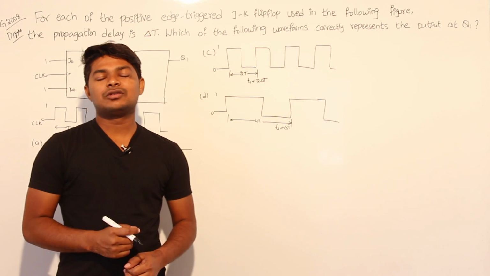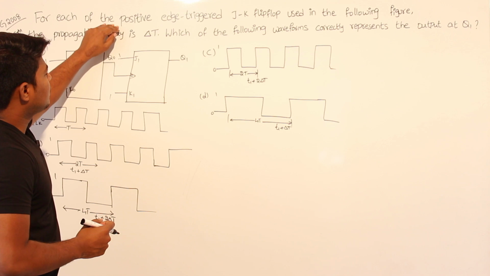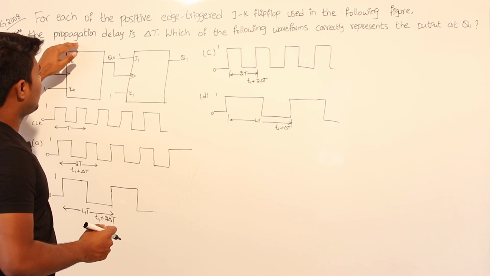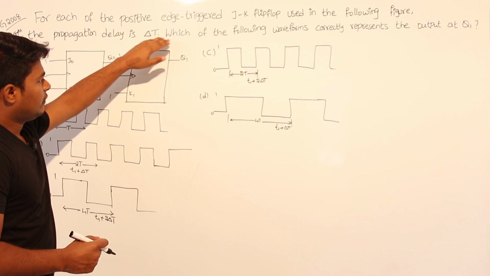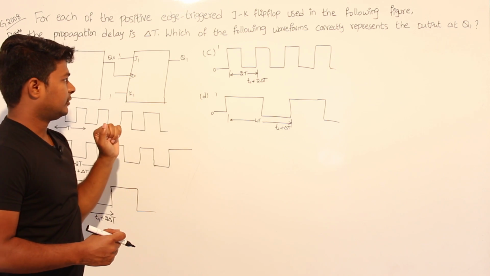This question is given in GATE 2008 in the subject digital. Now we'll see this question. For each of the positive edge triggered JK flip-flops used in the following figure, the propagation delay is delta t. Which one of the following waveforms correctly represents the output at Q1?